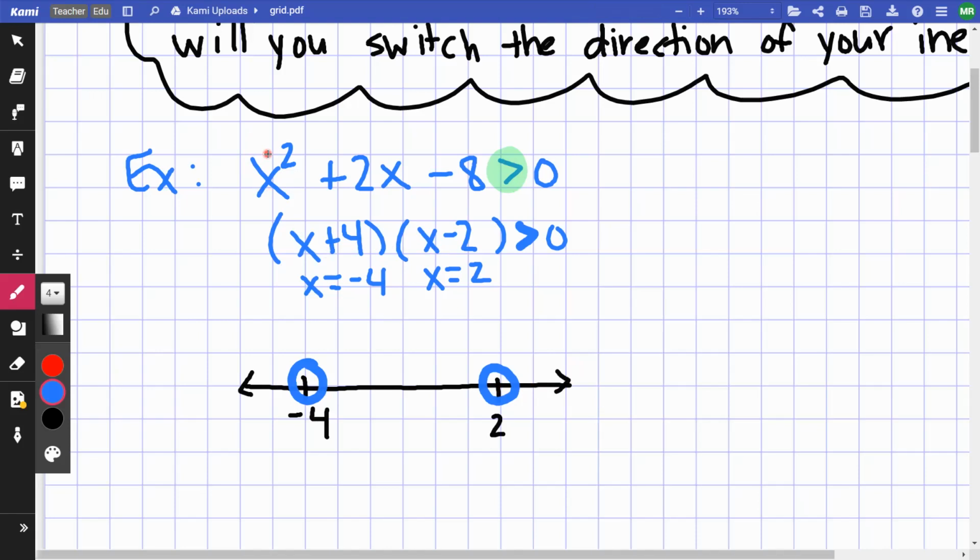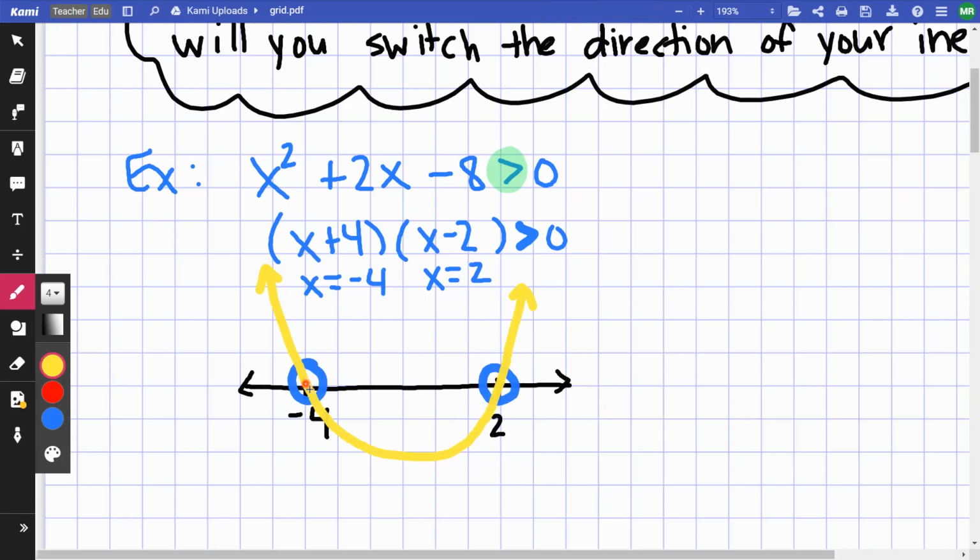So I think about this as a parabola. I think about this as my x-axis. This would have been one x-intercept at -4. This would have been another x-intercept at 2. So my parabola would be opening up and it would go through those points like this, right? This kind of a sketch. This is not my answer, but this is how I do these problems.